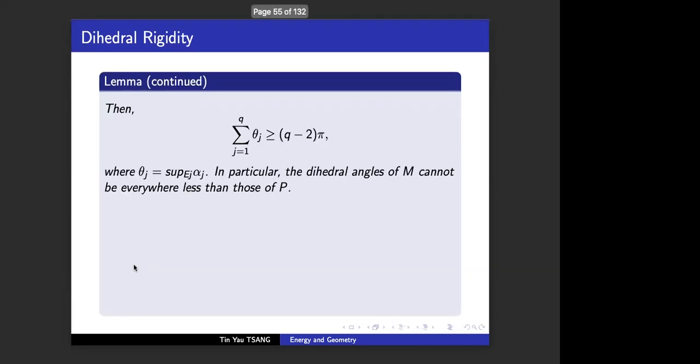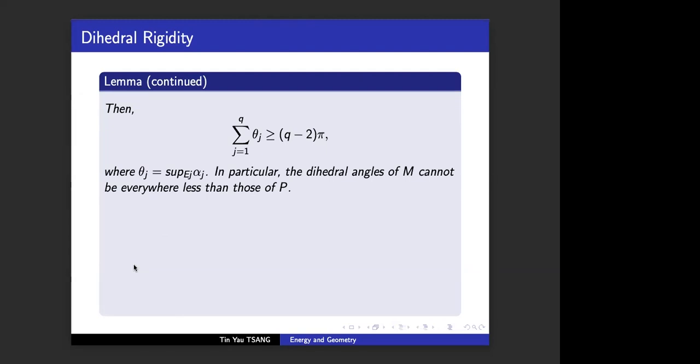And then first of all, it's a comparison theorem. Because we have not assumed that the angle is everywhere less than the one in the gradient model. So first of all, a comparison theorem. Let theta j be the sum of the dihedral angles on each vertical edge. Then the sum would be greater than q minus 2 times pi, which means the dihedral angles of the prism cannot be everywhere less than the one of P, the model.